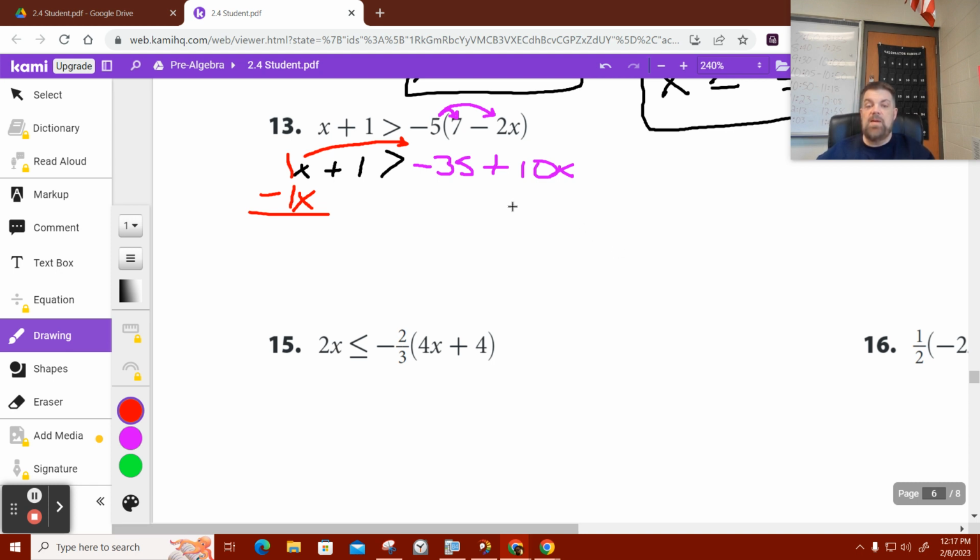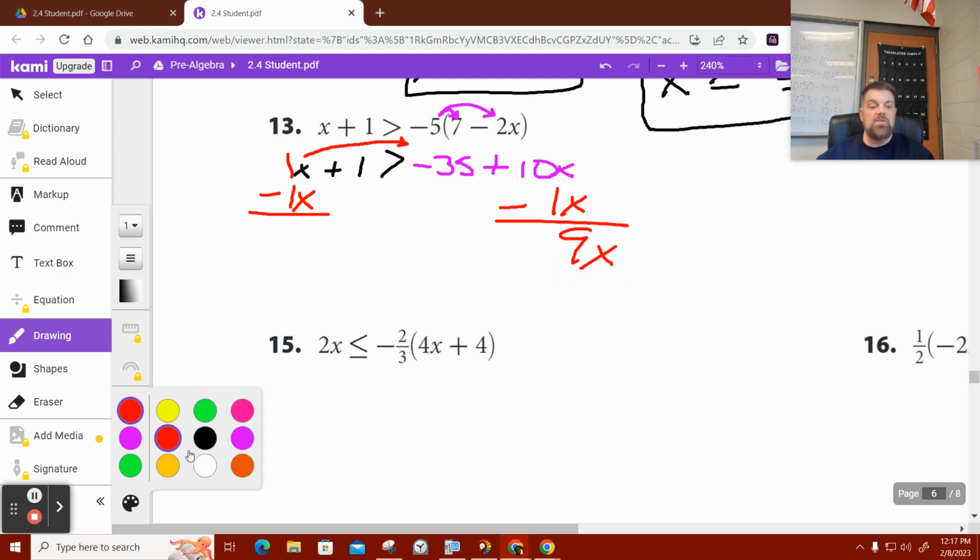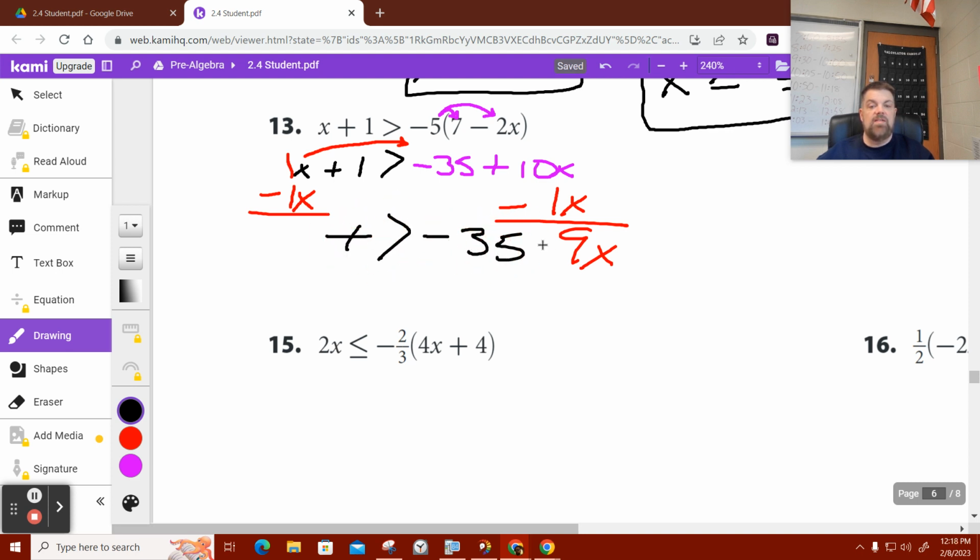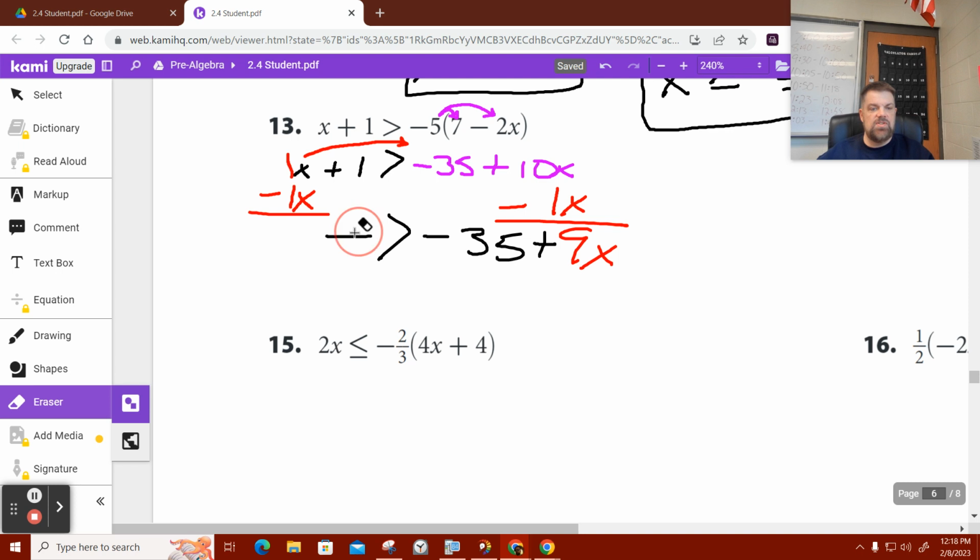But remember, whatever I do on one side of the equal sign, I have to do to the other. So this becomes 9x. Everything else pretty much stays the same. So I've got a positive 1 here and a -35 plus 9x. Why did I put a plus sign instead of the 1? This is just a 1.